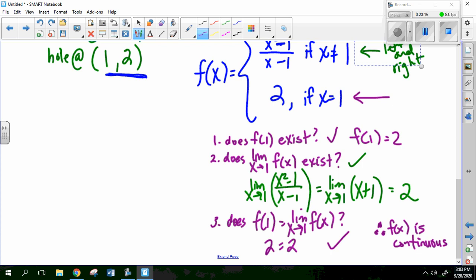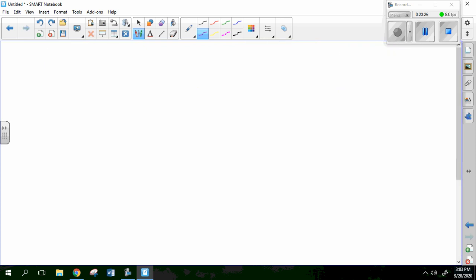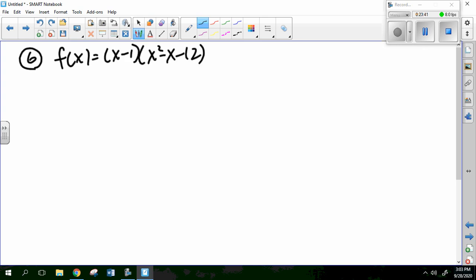All right, I got a couple more for us. I know we're kind of running long, but I want to give you some more examples. Number 6. It's a function that we've seen before, so we're going to be able to run through the first stuff pretty quickly.